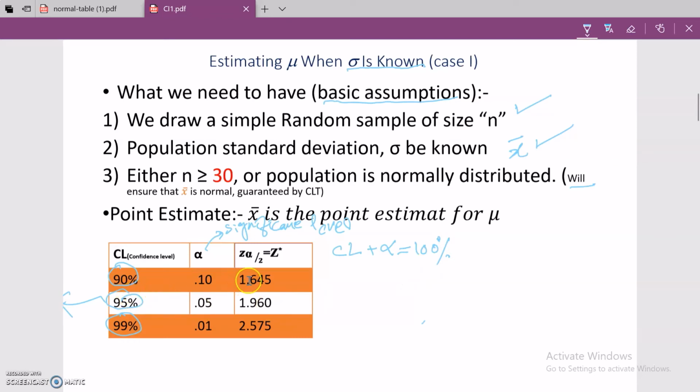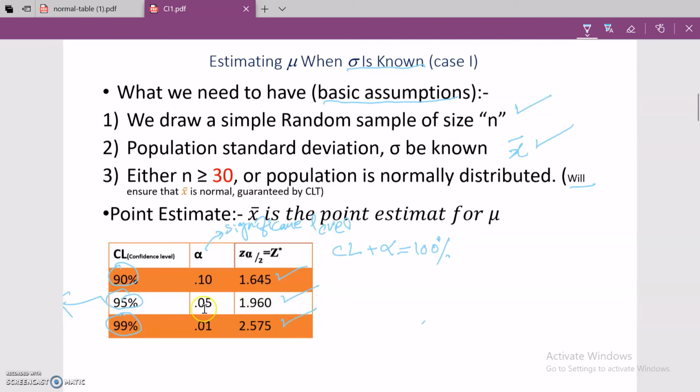And remember that for each confidence level there are certain critical values, which we call Z alpha by 2, and this is represented by Z star, which is called a critical value. If the confidence level is 90%, then the critical value is 1.645. If the confidence level is 95%, then the critical value is 1.960, and if the confidence level is 99%, then the critical value is 2.575.